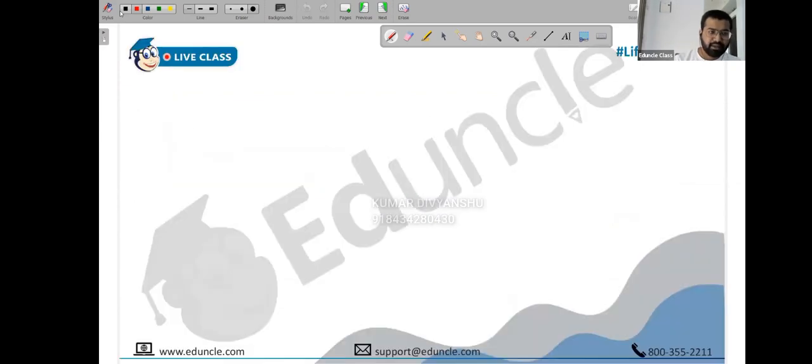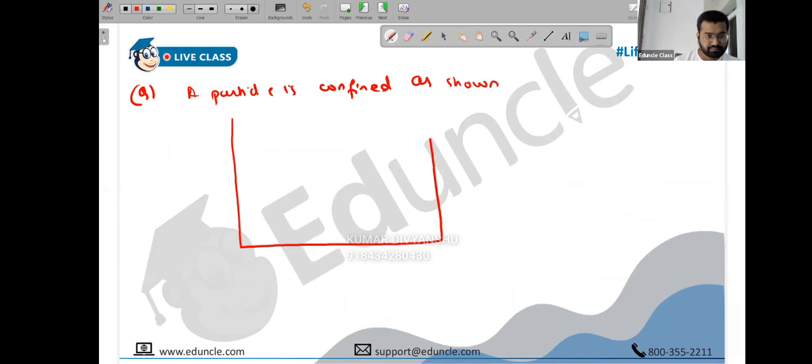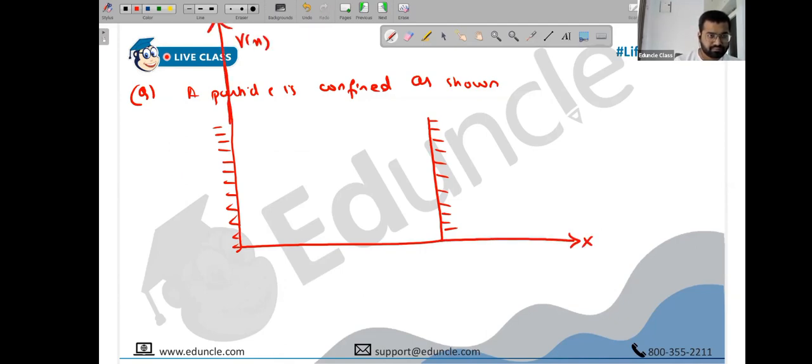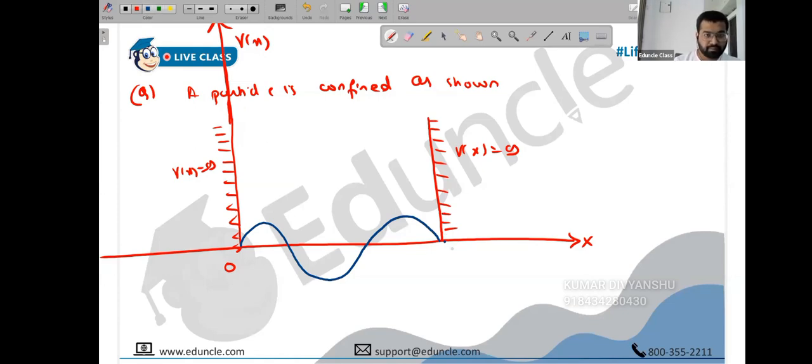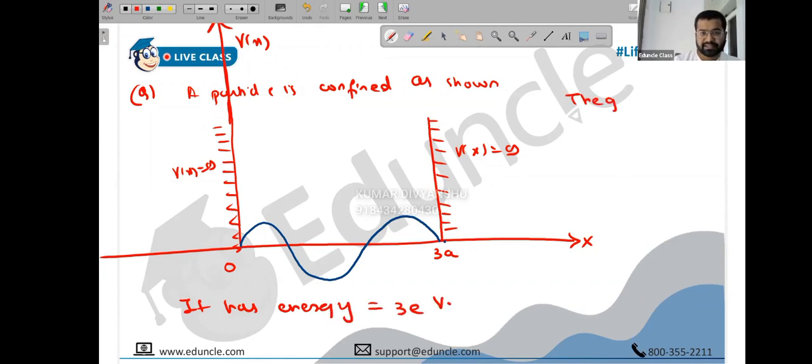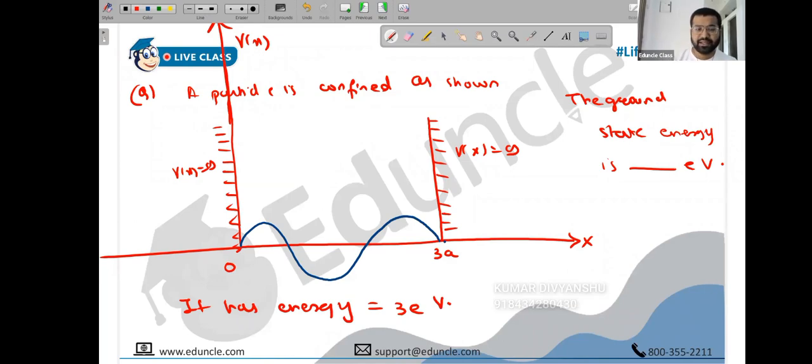So proceeding ahead. Let's take another question. Ask me if you have questions so far. Again, there's a good question here. They have given us a particle is confined as shown, and it has energy 3 electron volt. They're asking us the ground state energy. The ground state energy is dash electron volt. A very good question, one of my favorites. Short, small, sweet question, but very conceptual as well, because these things we have covered in the theory.